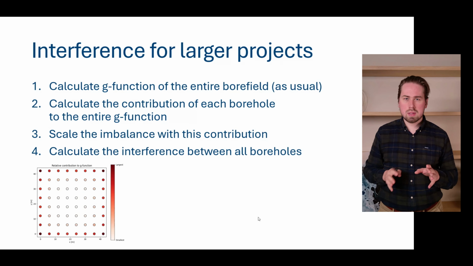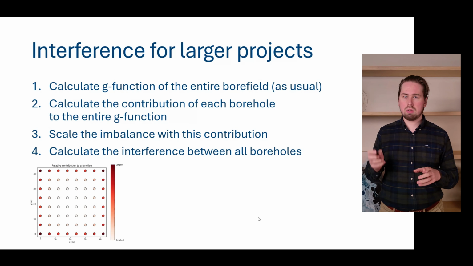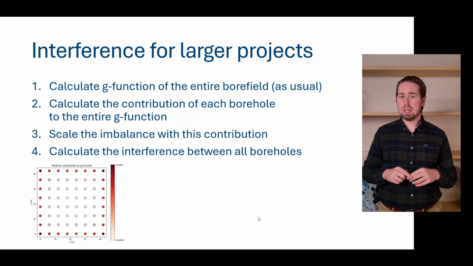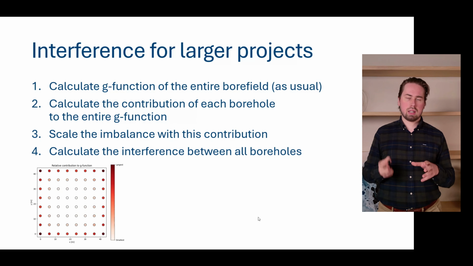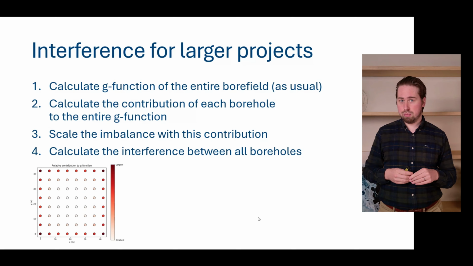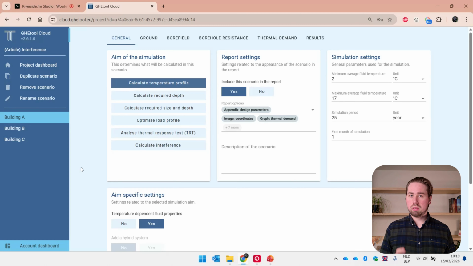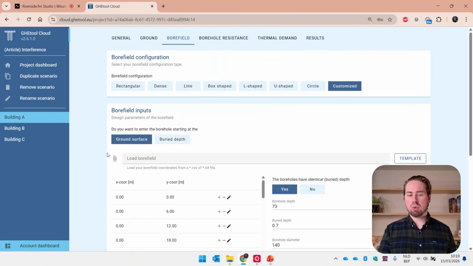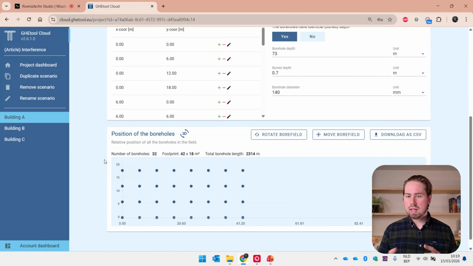Now this all sounds perhaps a little bit theoretical, so let's jump into GHGTool. I have prepared this project for you and let's see how easy it is to actually calculate the interference in real life. So here we are in GHGTool Cloud and I already created a project for us. So we have this residential project containing 3 different buildings, A, B, and C, each with a different bore field. So we designed already each bore field individually.